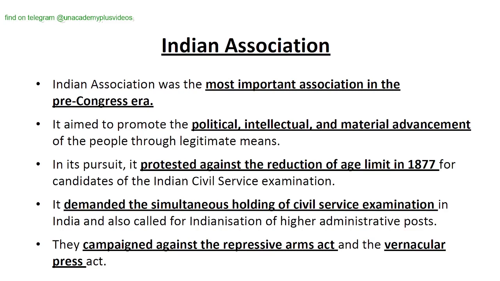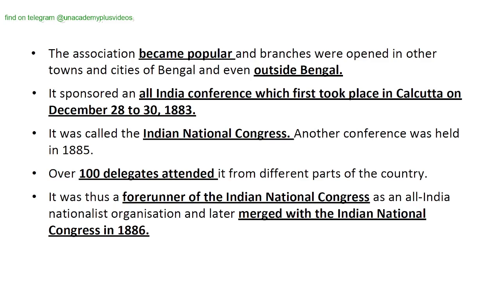In its pursuit, it protested against the reduction of the age limit in 1877 for candidates of the Indian Civil Service Examination. It demanded the simultaneous holding of the civil service examination in India and also called for Indianization of higher administrative posts. They campaigned against the Repressive Arms Act and the Vernacular Press Act. The association became popular and branches were opened in other towns and cities of Bengal and even outside Bengal.